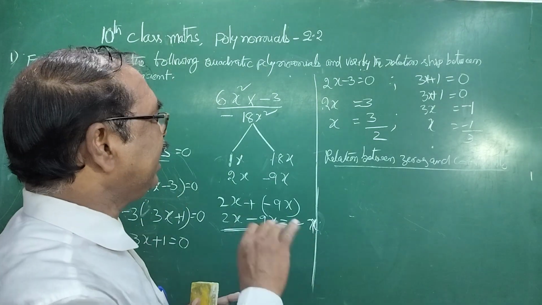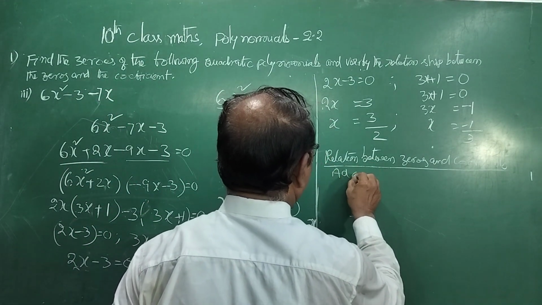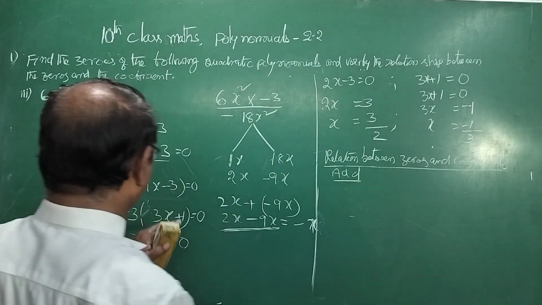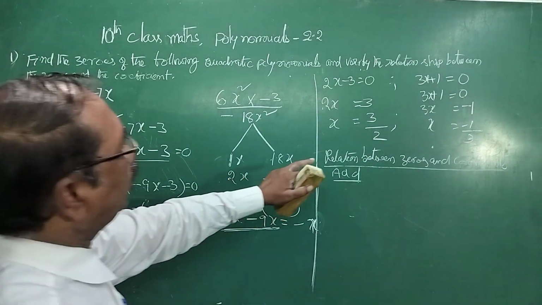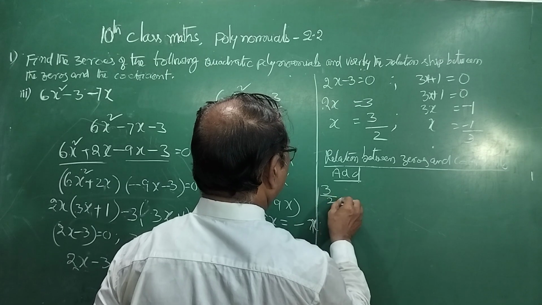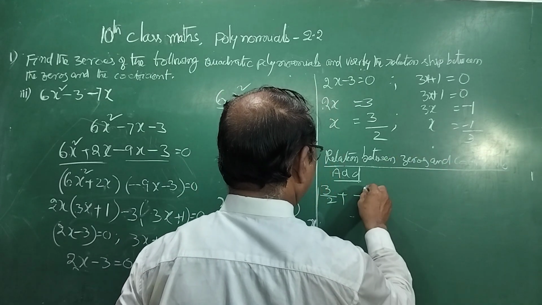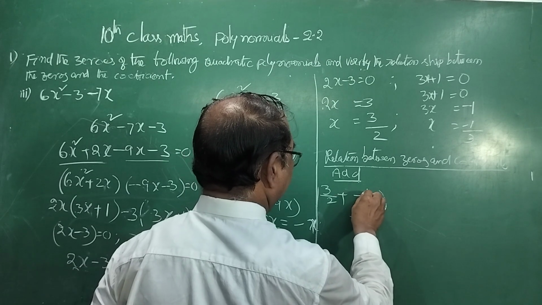Yes, let us check the relation when we add. These are the two zeros: 3 by 2 plus minus 1 by 3. These we have to add.